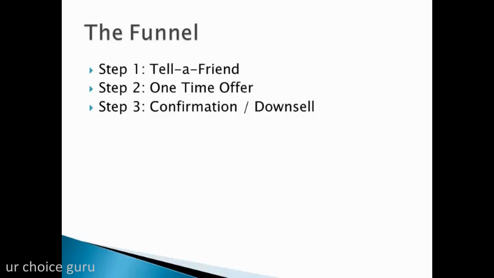Then he will be taken to step 2, where he will be presented with the one-time offer, which will act as your first chance to make money, by giving him a choice of buying something from you for the first time. Step 3 is the subscription confirmation page, or optionally, the downsell page, where if the person passes up your one-time offer, you can present a downsell, which is a one-time offer light version.